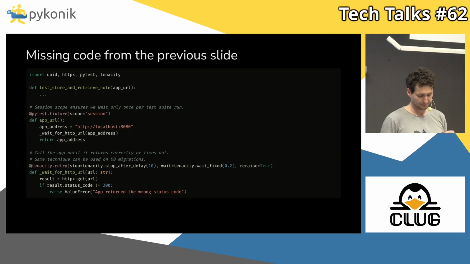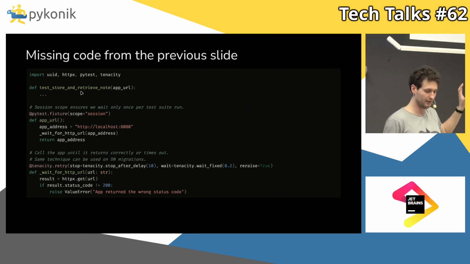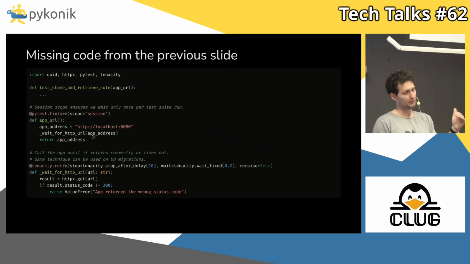Some code that's missing from the previous slide. That's a bit of PyTest trickery, because you see that test uses an app URL parameter. It's actually a PyTest fixture, which is session scope. What does that fixture do? Well, it actually just returns the string that's the address of the local application. But before it returns, it waits for the application to get up.